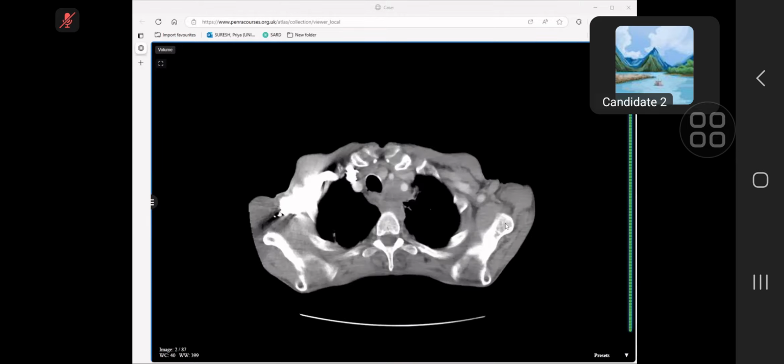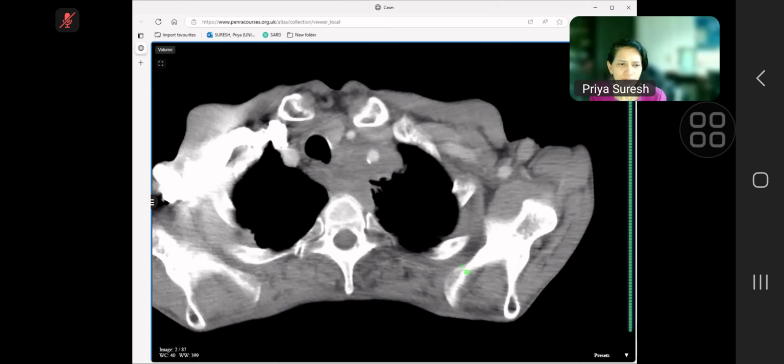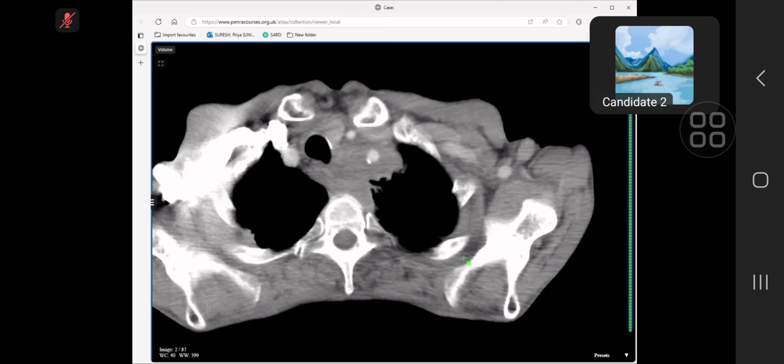So this is the CT chest with contrast of the same patient. I can appreciate that the same mass lesion is exerting significant mass effect on the trachea. The trachea is pushed towards the right side. There is encasement of the vessels. Ma'am, can you please scroll a little bit at this point?